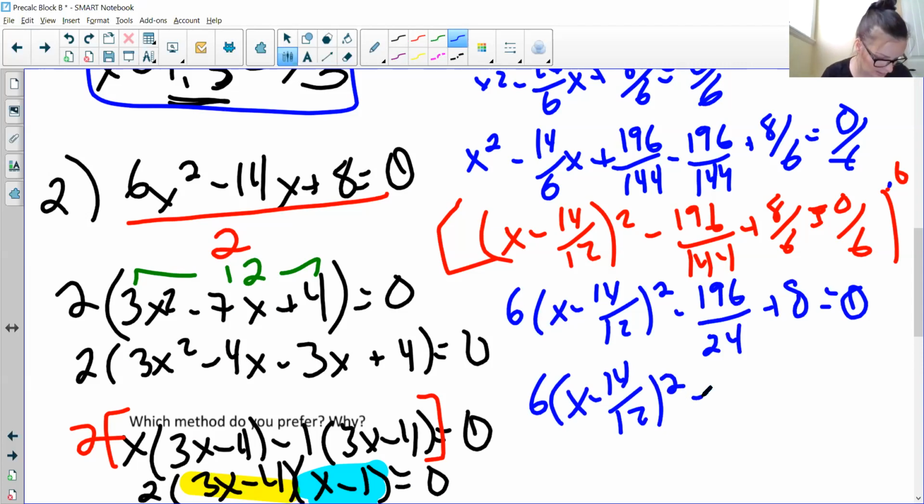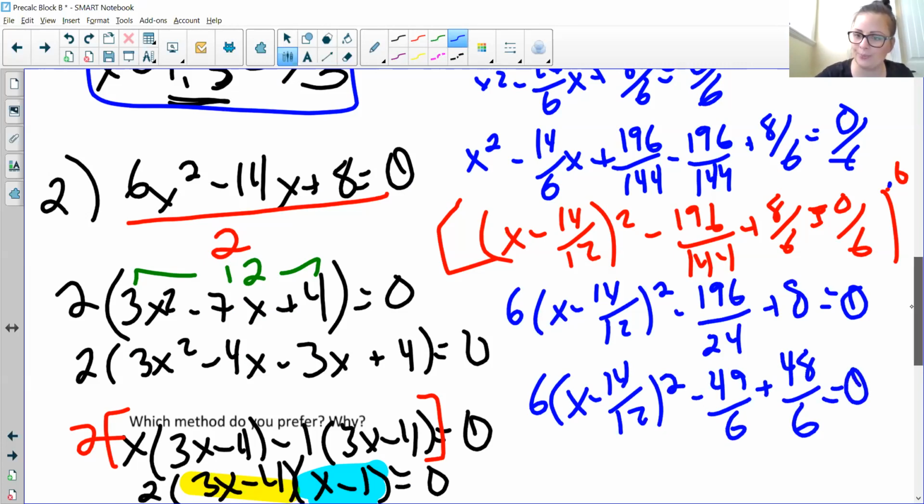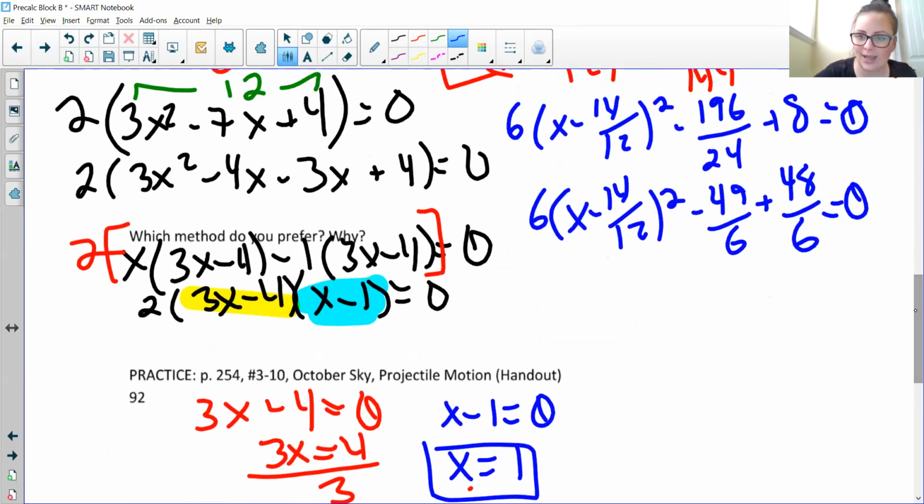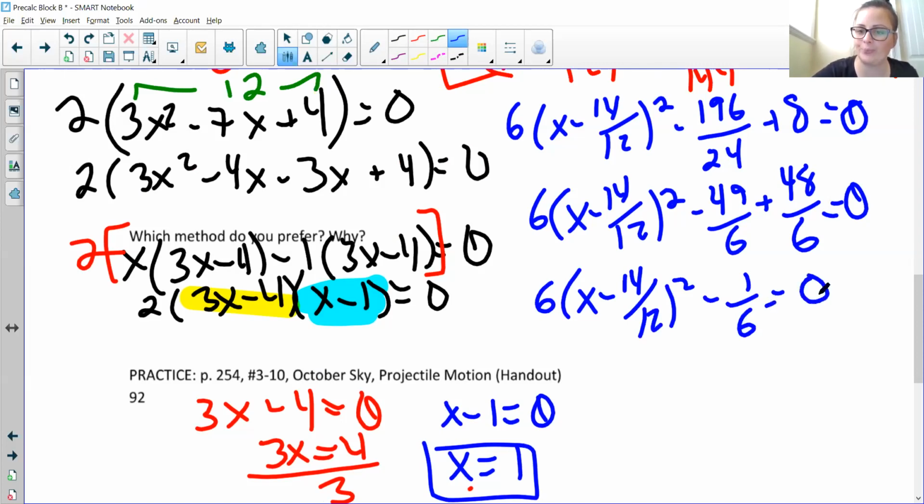24 and 196 are both divisible by 4. So this becomes 49 over 6. If I want 8 to also be over 6, I have to multiply 8 by 6. So that becomes 48 equals 0. So I get 6 times x minus 14 over 12 squared minus 1/6 equals 0.